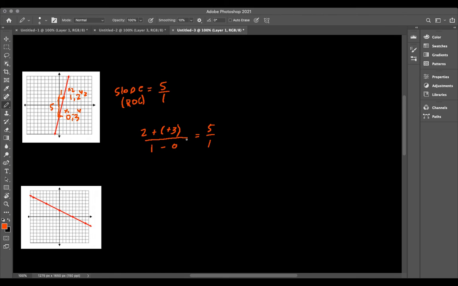So again, you can find it out either way. All you have to do is pick some points on the line and figure out the rise over run, or we can put it back in the equation and get the same answer. So again, it's foolproof the way you do it.